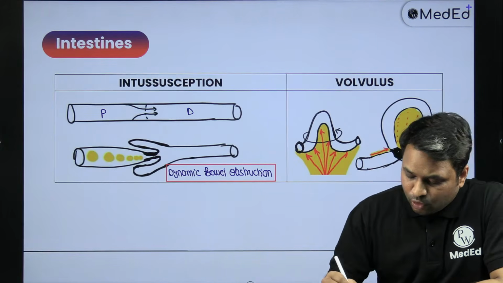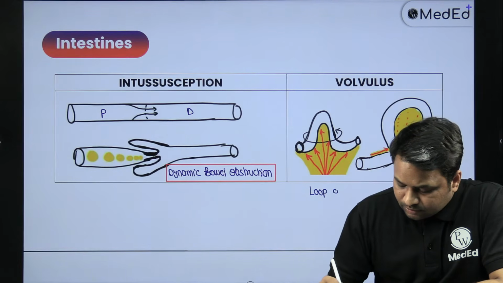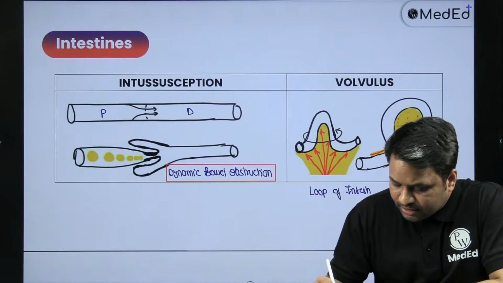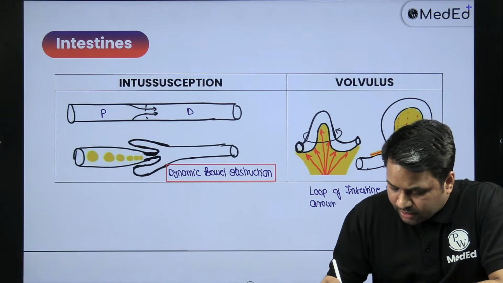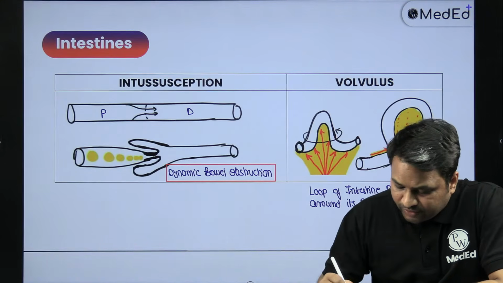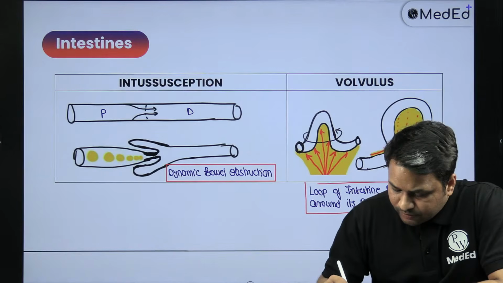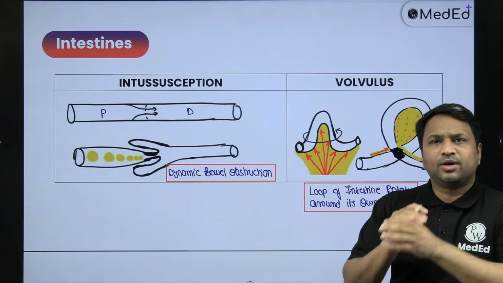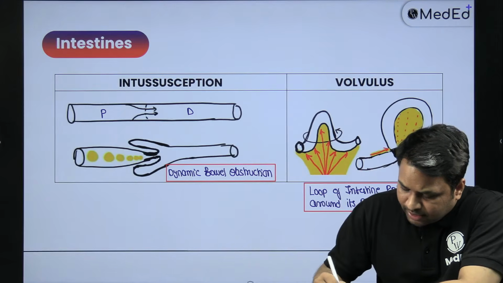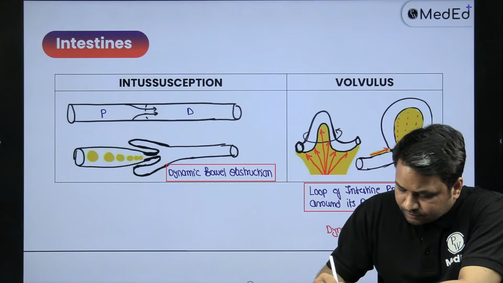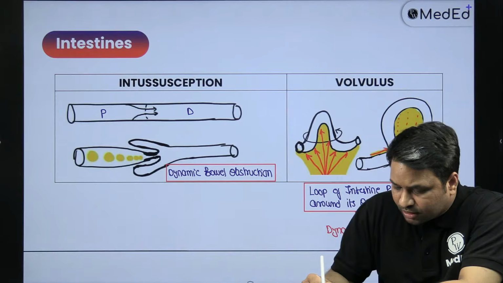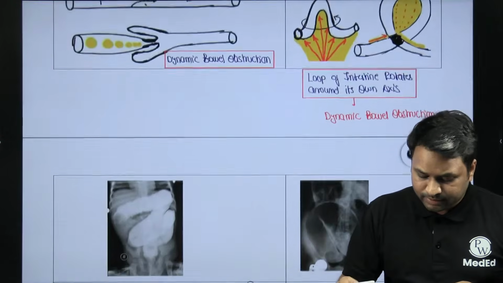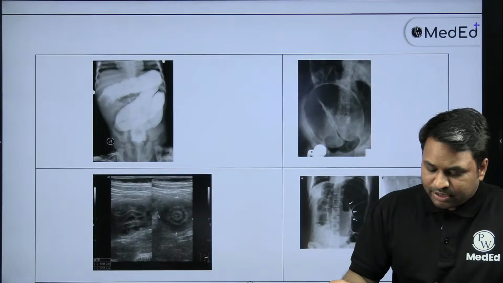Volvulus, on the other hand, is when a loop of intestine rotates around its own axis. Again, this will also result in dynamic bowel obstruction. That is what we call volvulus. Correct? Now, in the images, what are the findings that you see?